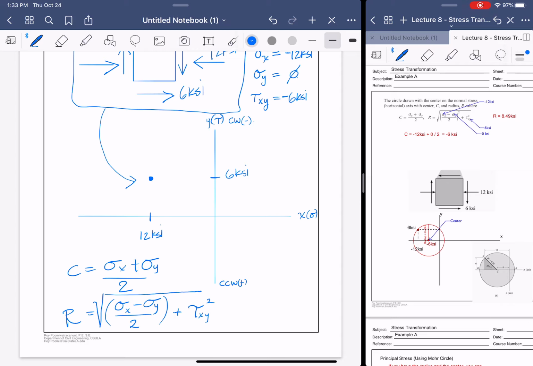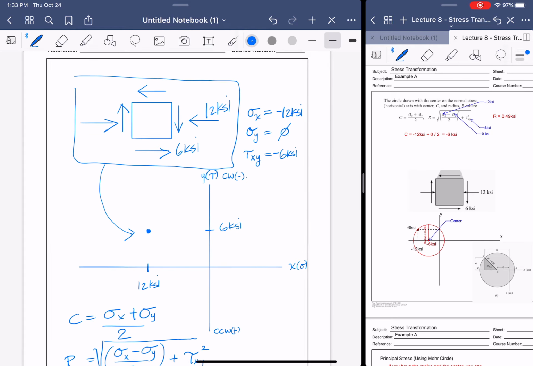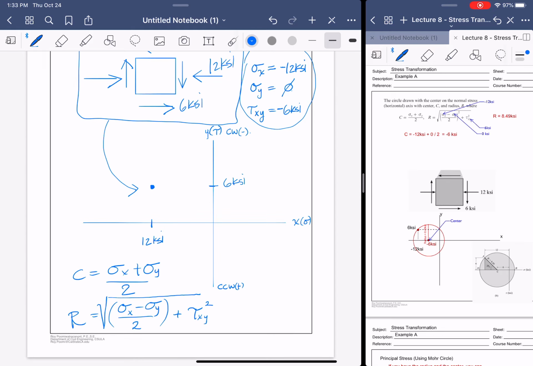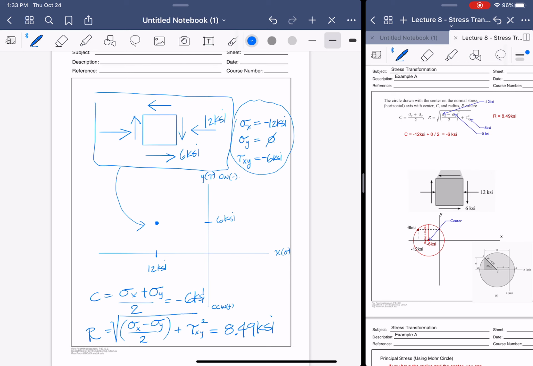So this is literally plug and chug from the information that we have up here, into here, and then we'll see that C is equal to negative 6 KSI, and the radius is equal to 8.49 KSI. Okay?